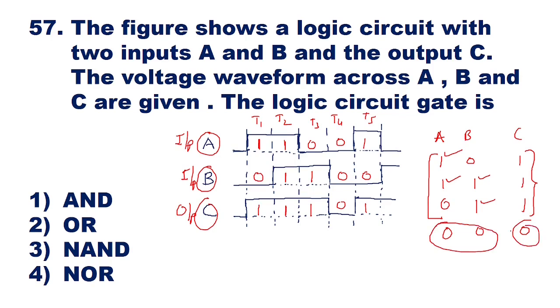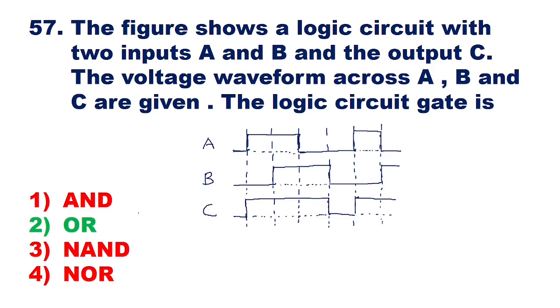Now this kind of truth table gives you the performance of an OR gate, which says that if any one of the inputs is high, or if both the inputs are high, the output is high, and when both the inputs are low, the output is low. So out of these four options, option 2 is the right answer, that is the OR gate.